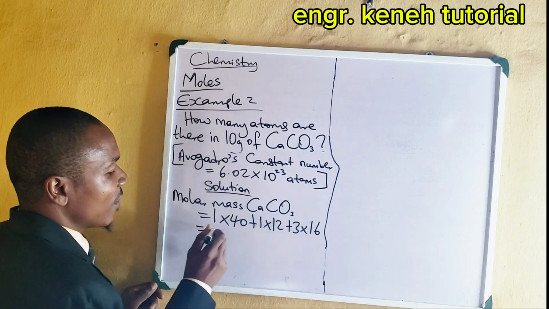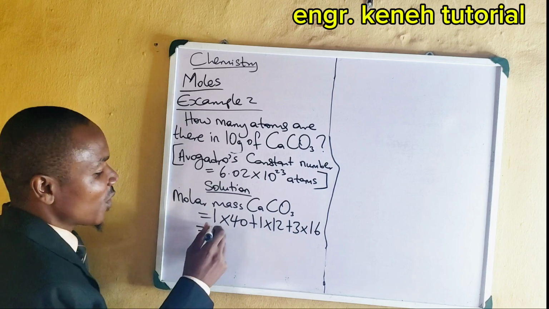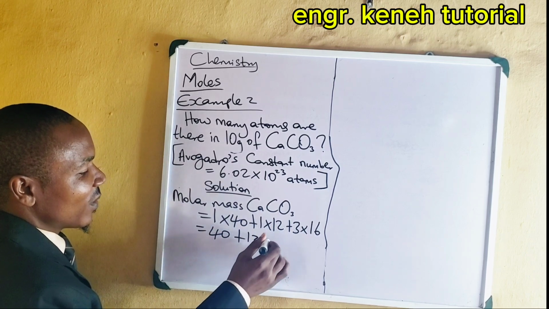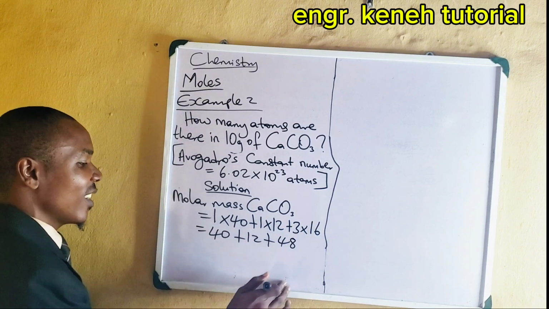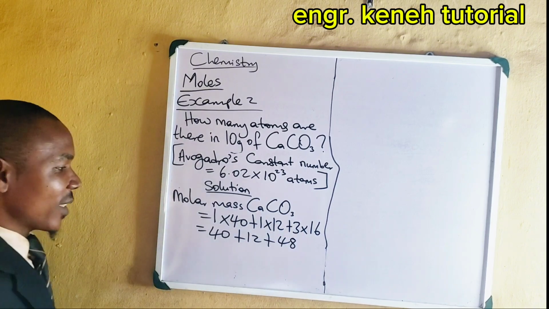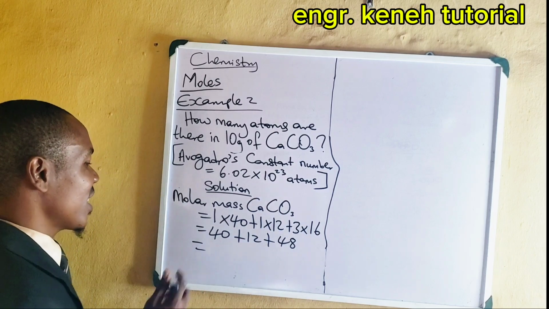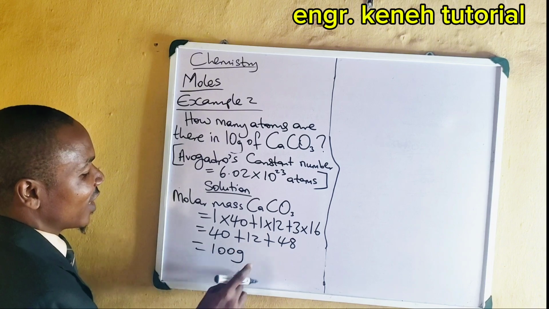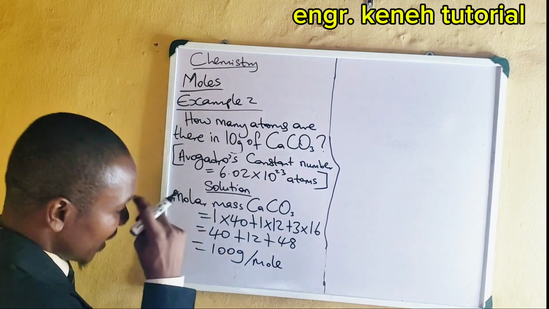All right, so we have 1 times 40 will give us 40. Can you see that? 1 times 12 will give us 12. And 3 times 16 will give us 48. I hope it's clear. All right, so 48 plus 12 will give us 60. 60 plus 40 will give us what? 100. Can you see that? 100 grams per mole. Is it clear?